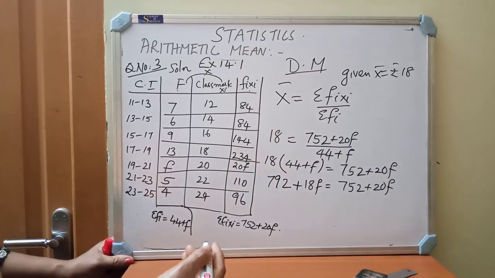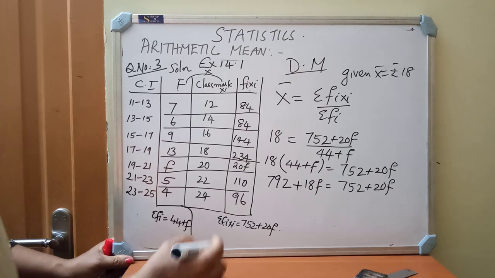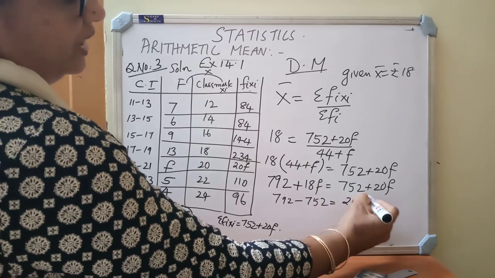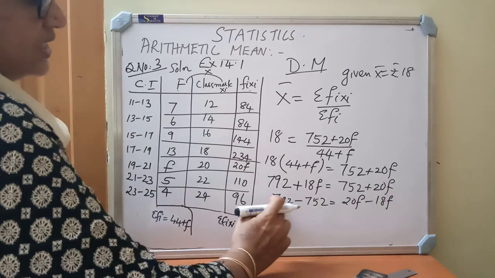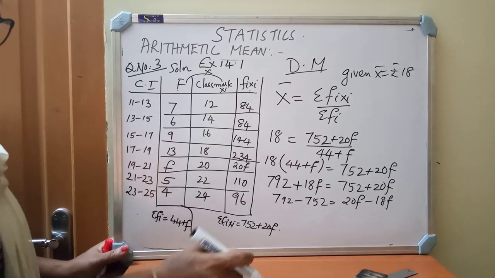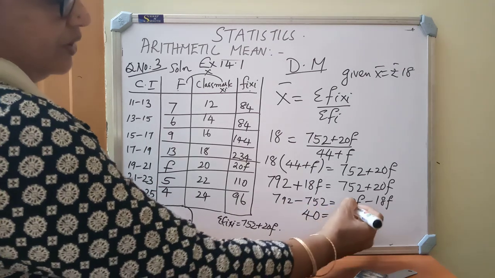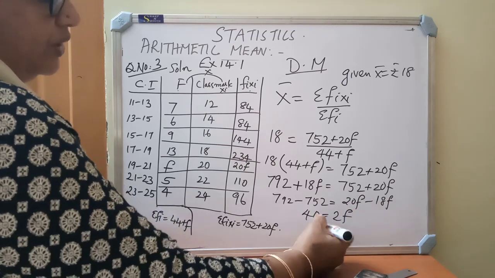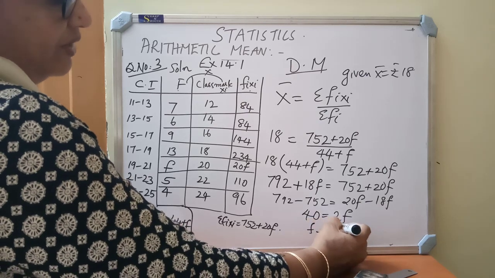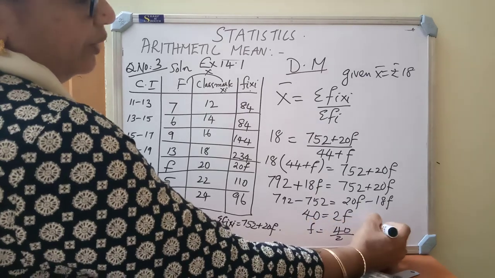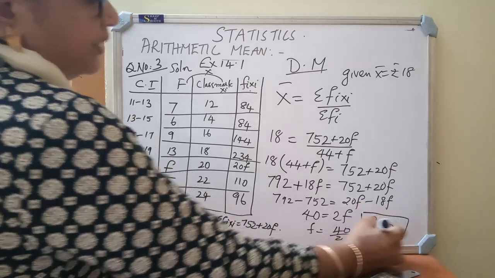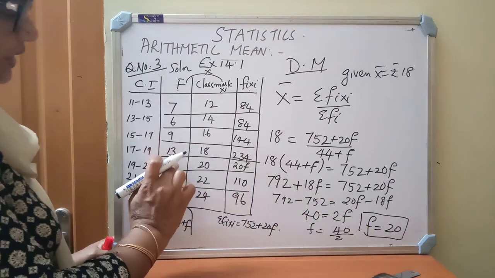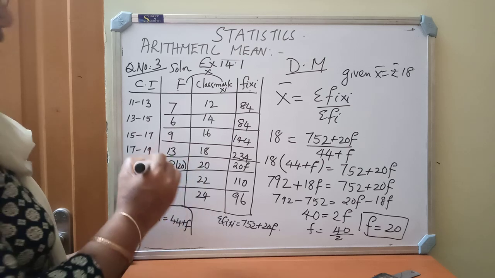The f terms you have to transpose to one side and the numerals to the other. So 792 minus 752 is equal to 20f minus 18f. 792 minus 752, what will you get? 40, isn't it? 40 is equal to 20f minus 18f, 2f. So 2f equal to 40. So f is equal to 40 divided by 2. So f equals 20. Therefore, the missing frequency is 20. That f represents the missing frequency, which we got as 20.